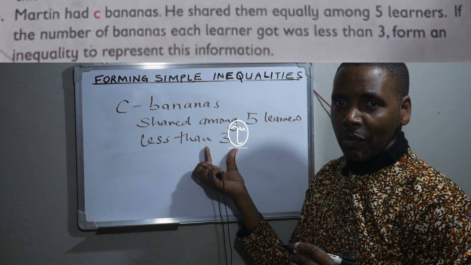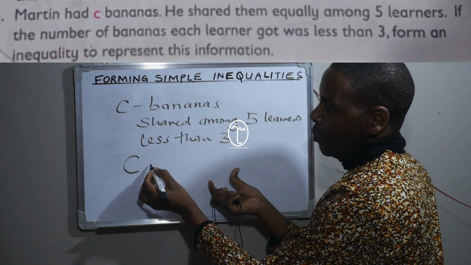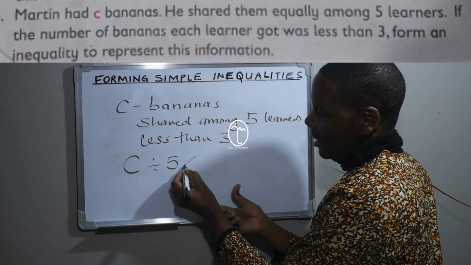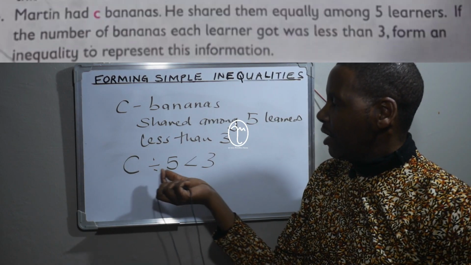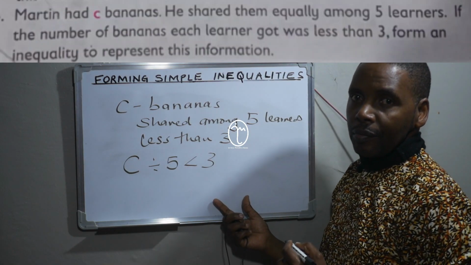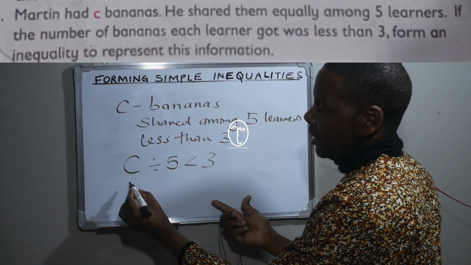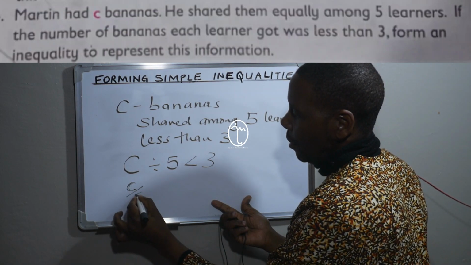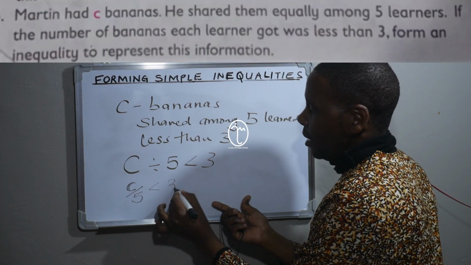We know when we are sharing, we are supposed to divide. So we shall get the number of bananas that he had, that is C. We divide by 5, and then we say each learner is going to get less than 3. So your answer will be C divided by 5 is less than 3. We can also write this answer in another form. Instead of saying C divided by 5, we just say C over 5. And C over 5 means C divided by 5 is less than 3.